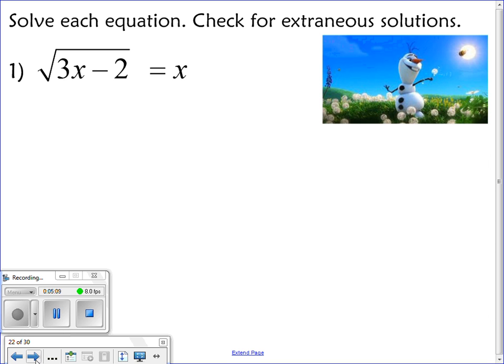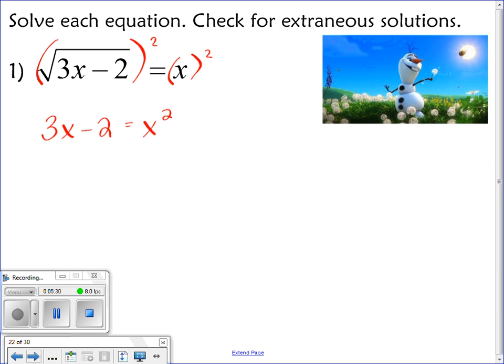All right, so is your radical by itself? Yep. So how do I undo that radical? You square it. And if I do something to one side, I have to do the same thing to the other side. So we end up with 3x minus 2 equals x squared.